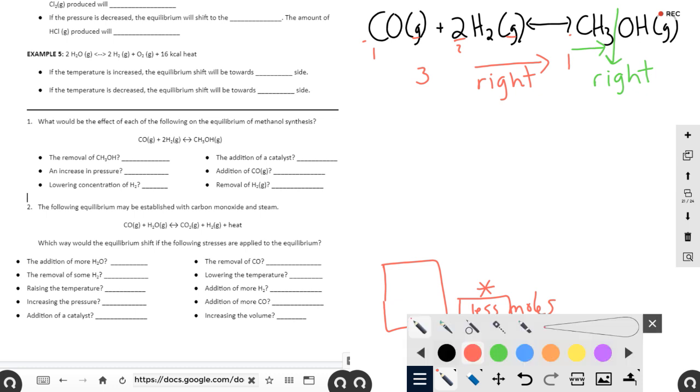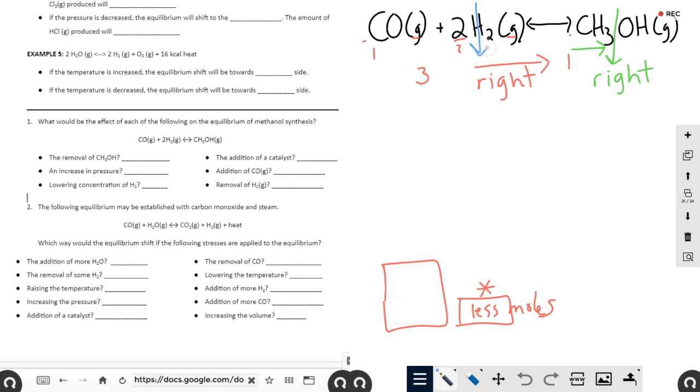Lowering the concentration of H2. So I decrease this. What is the crisis? I'm running out, I'm running out, I'm running out. I need to make more. How do I make more? I need to go this way. So lowering the concentration of H2 is going to go to the left.